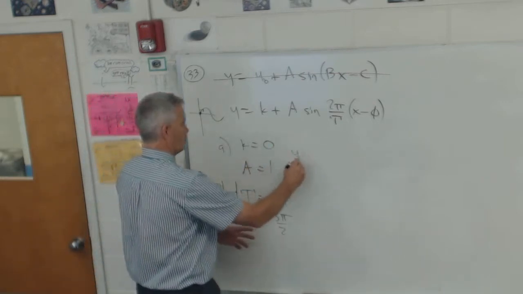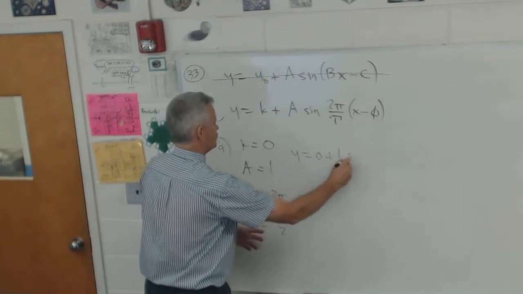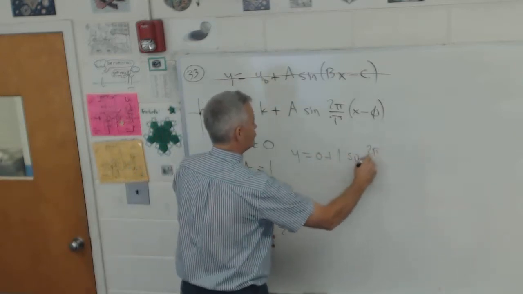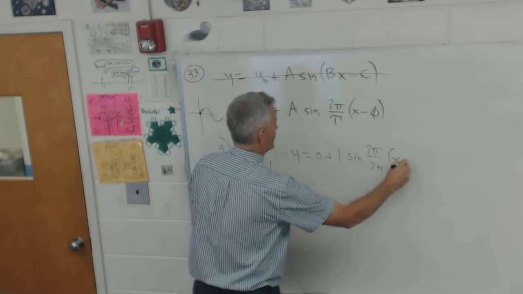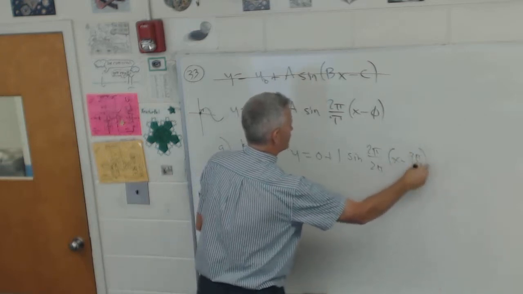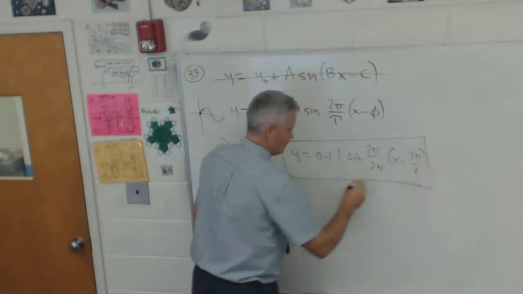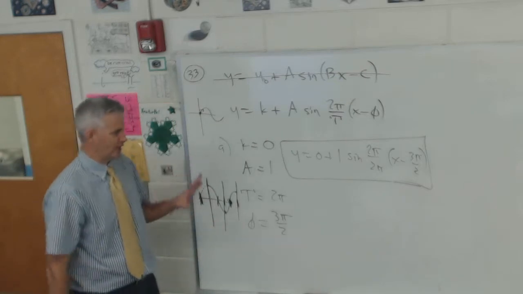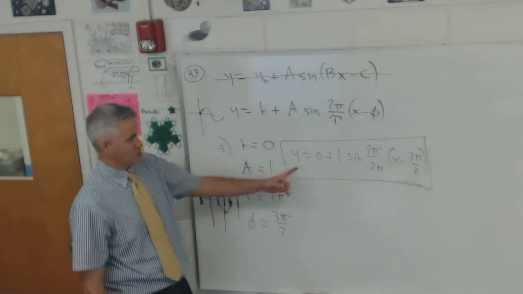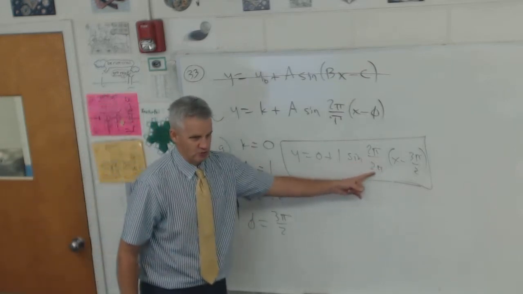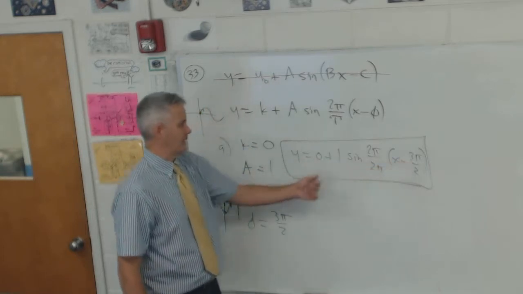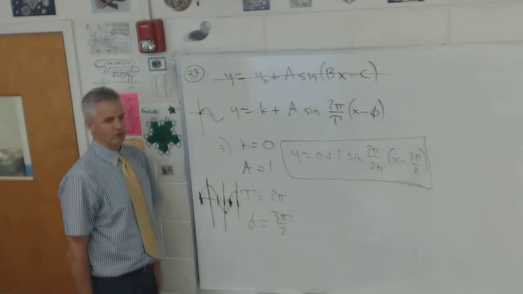And so the final answer is y equals 0 plus 1 sine of 2 pi over 2 pi times x minus 3 pi over 2. That's beautiful. You do not need to simplify it in my view, because we're looking at it knowing the period is 2 pi, knowing the phase shift, knowing the amplitude. Just read it right off.